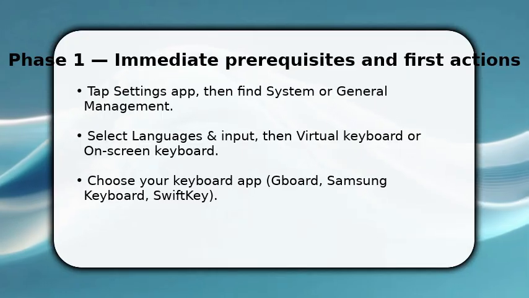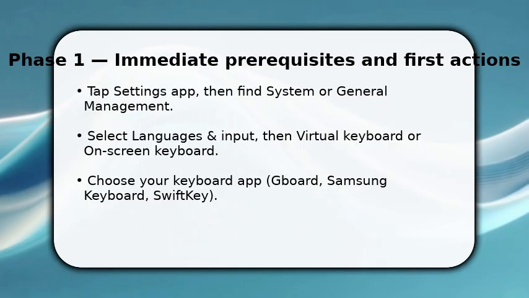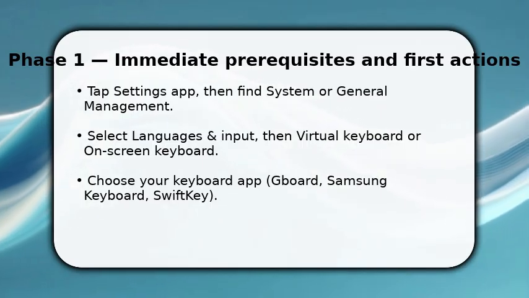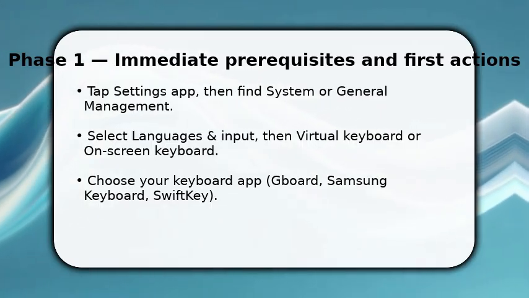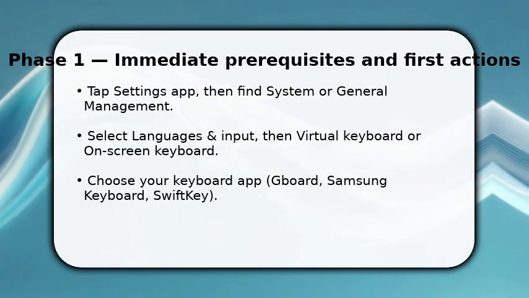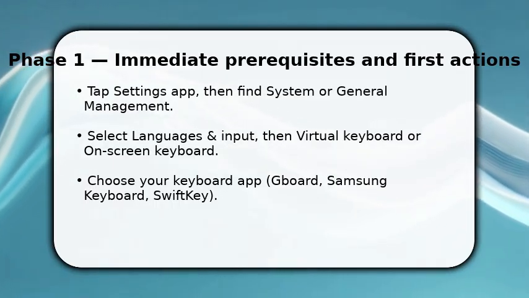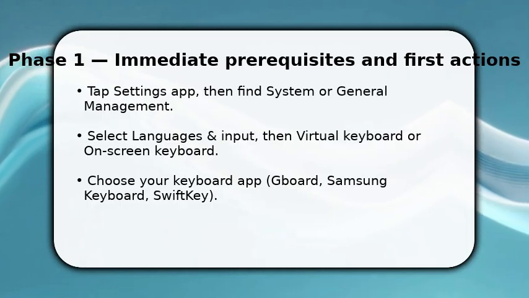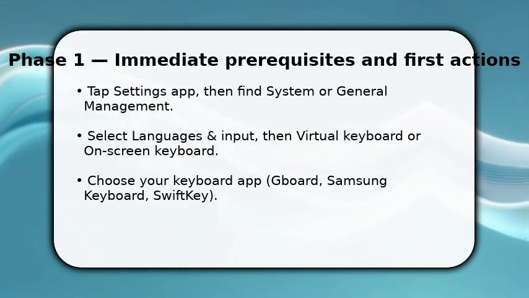You start by opening Settings and going straight to Input Options. This locates the keyboard app you want to change. Tap System or General Management, then Languages and Input. Once there, select Virtual Keyboard or On-Screen Keyboard and pick the exact keyboard app: Gboard, Samsung Keyboard, or SwiftKey.